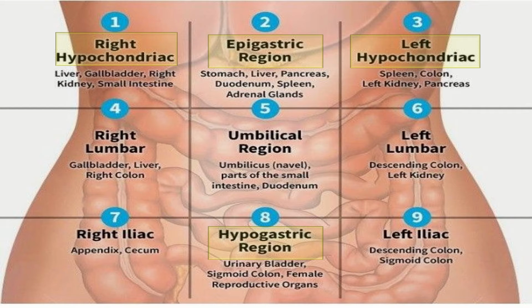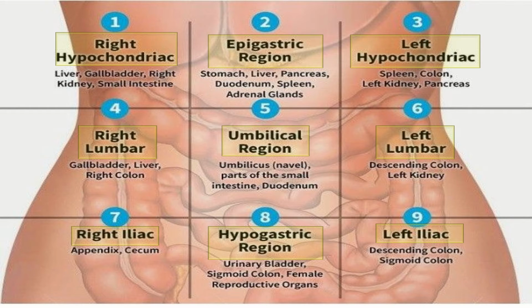The right lumbar pain indicates the involvement of the gallbladder, liver, and right colon. The left lumbar region contains the descending colon and the left kidney. The appendix and cecum are in the right iliac region, and the descending colon and sigmoid colon are in the left iliac region. In case of the umbilical region, think about the umbilicus or the navel, part of the small intestine, and duodenum.